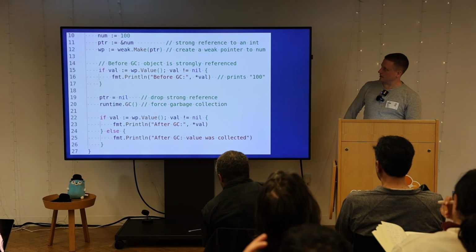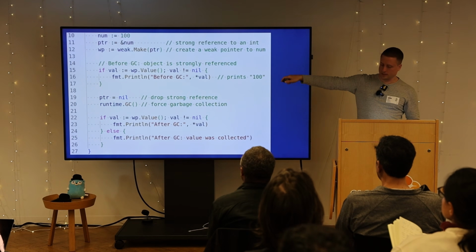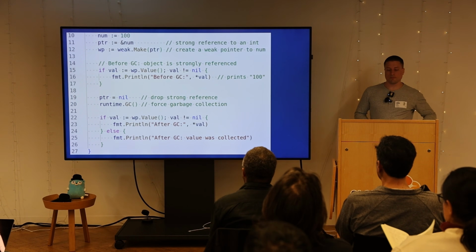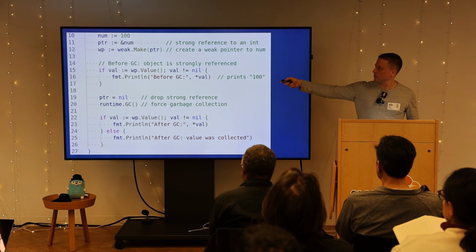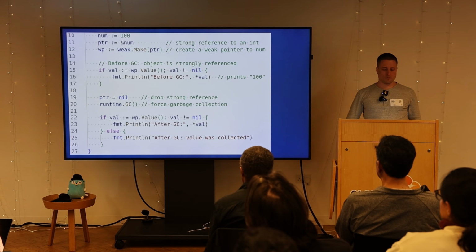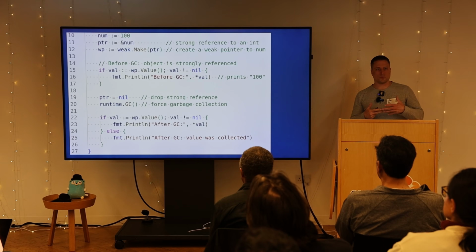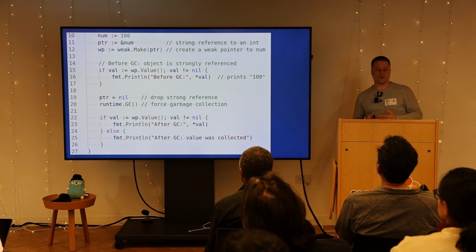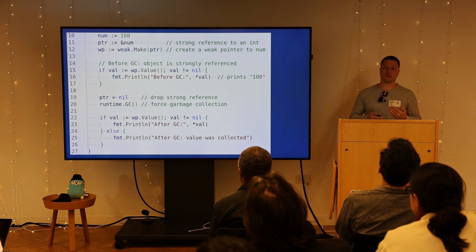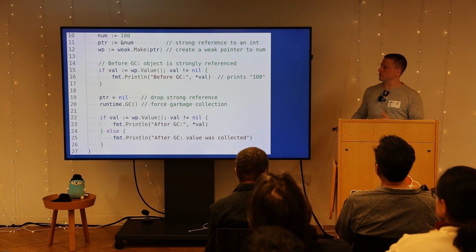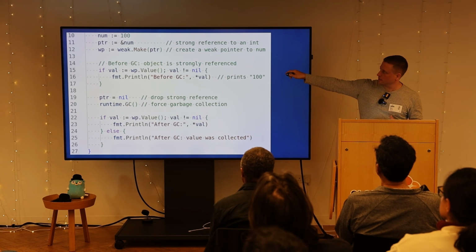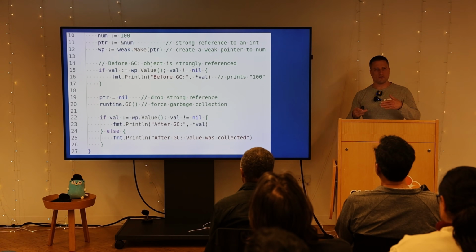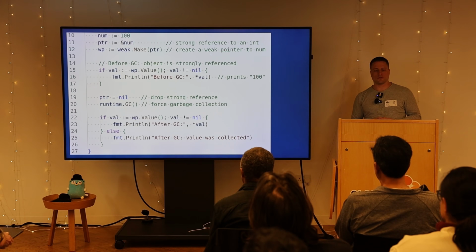So to take a look at what that might look like in a code example, if we look at this code here, first thing it's doing is creating a variable, then a regular strong pointer over here on line 11, which is a pointer to this variable. And then we can use the new weak package's weak.Make to create a weak pointer based on the strong pointer. So you can see there on line 12, this is being created not from the object that's in memory, but from a pointer to it.